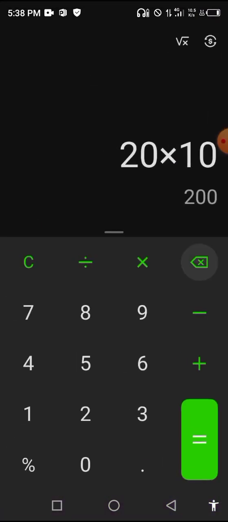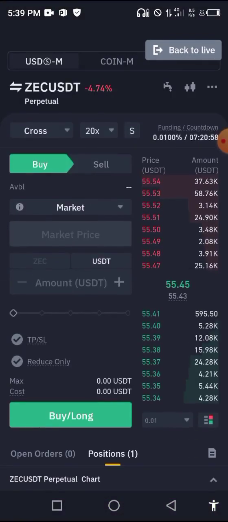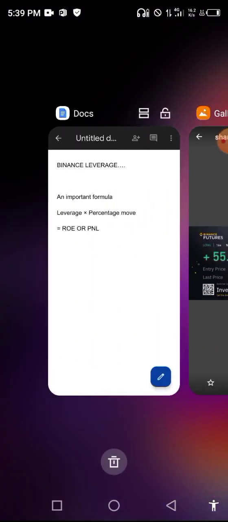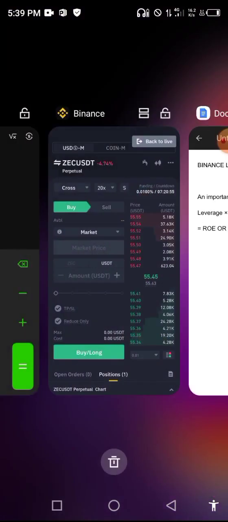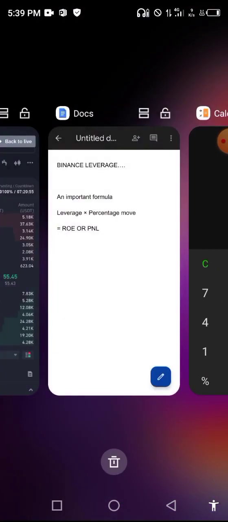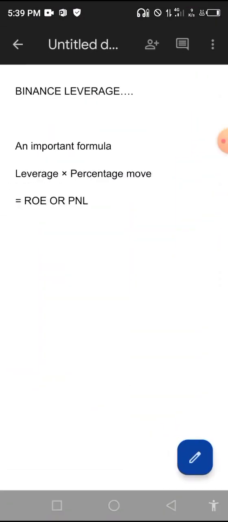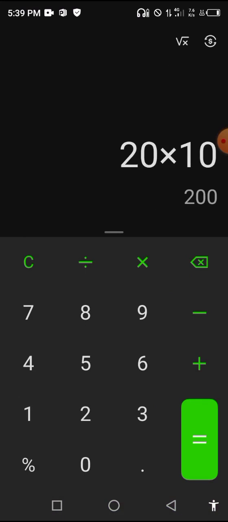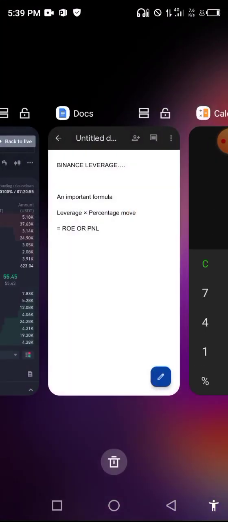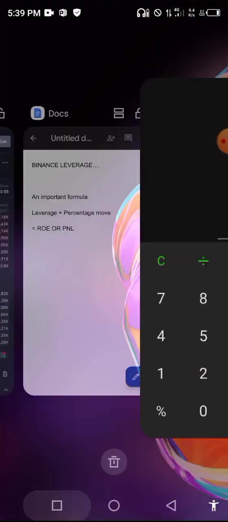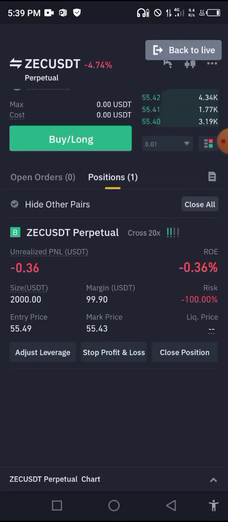Let's say that this coin did 10%. What do you think will be my ROE here? Since I'm on 20x leverage, what's the formula again? My formula is leverage, which is 20x, multiplied by the percentage move, which is 10%. So that will give me 200% of my capital. If I screenshot this, I'll be seeing 200% capital.